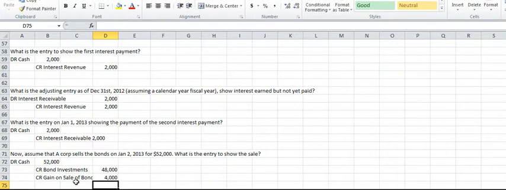Debits and credits balance. We canceled out our bond investment, and we showed how much cash we received.